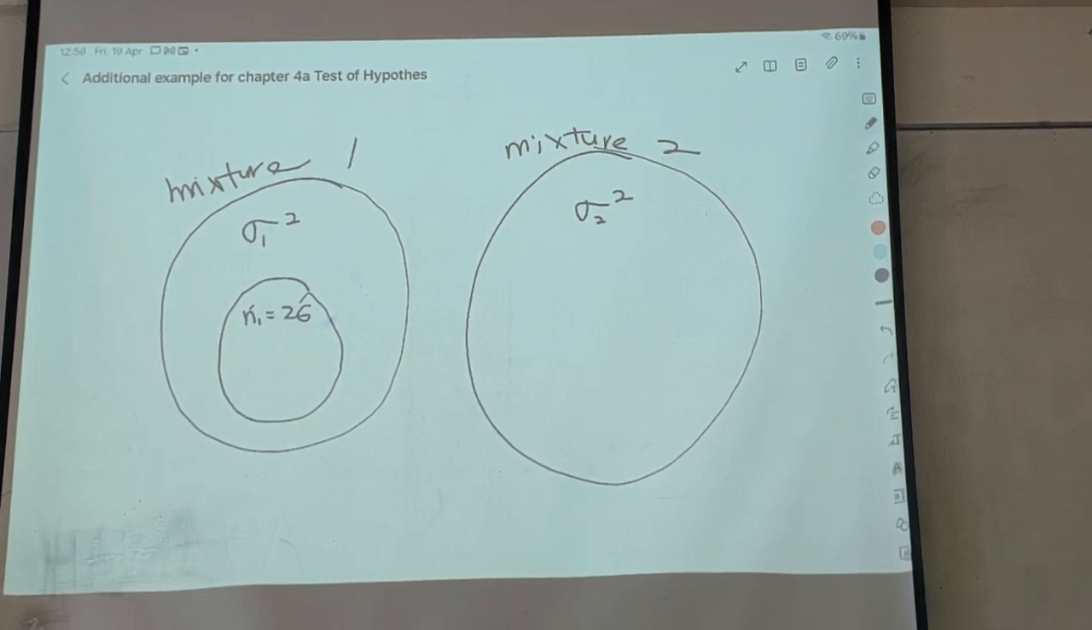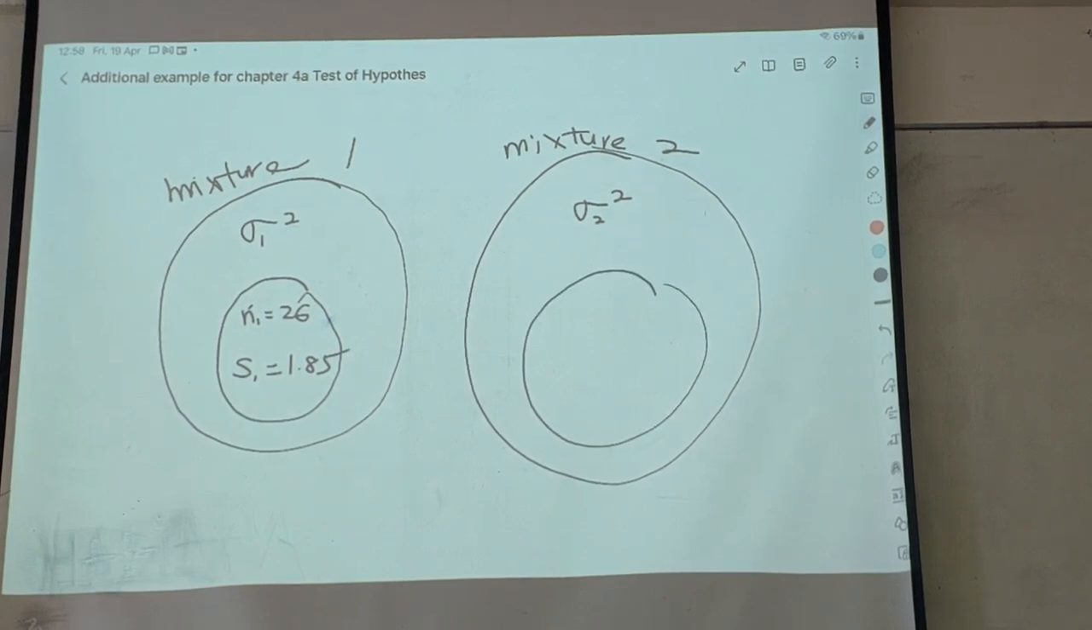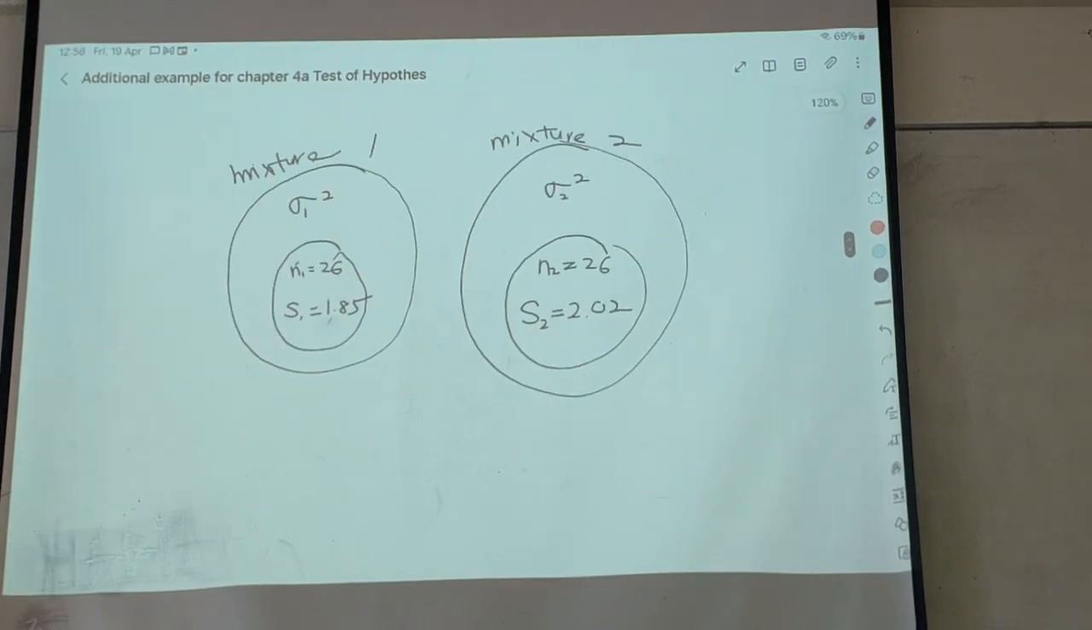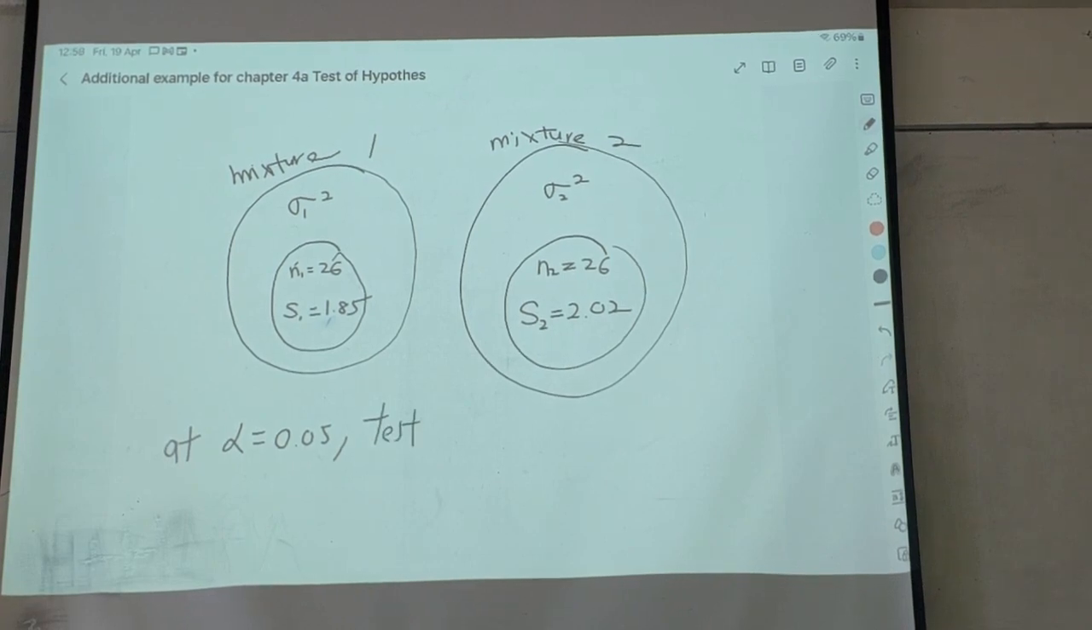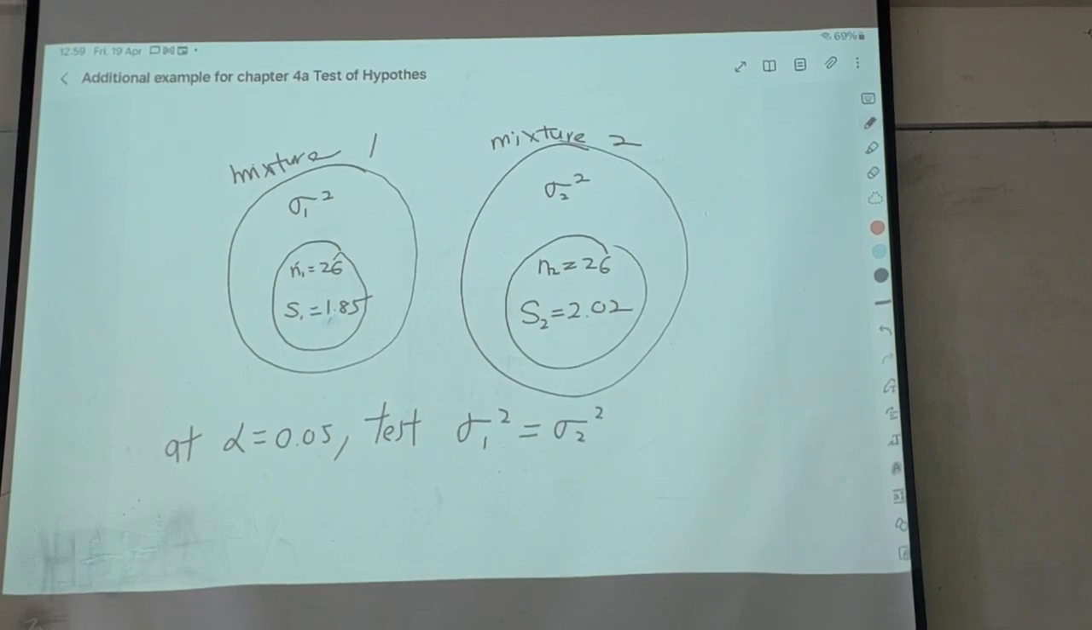The sample is chosen to be 26, and then they find out that the sample mean is equal to 1.85. From this, they are using the same sample size, which is equal to 26, and they find out that the standard deviation of this mixture is 2.02. Okay? Then our objective for this study is at alpha, which equals 0.05. They want to test if the variance is the same or not.